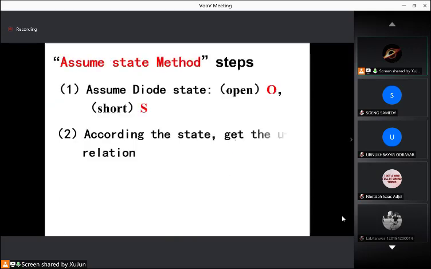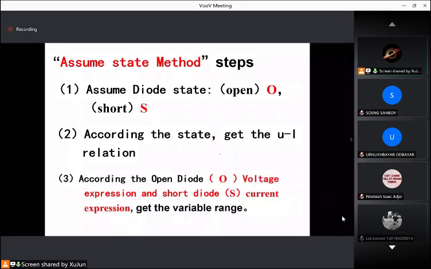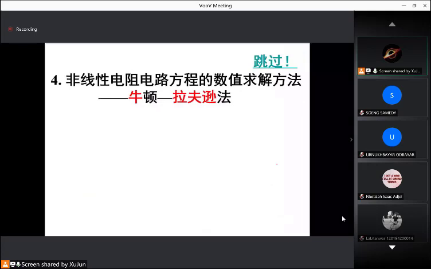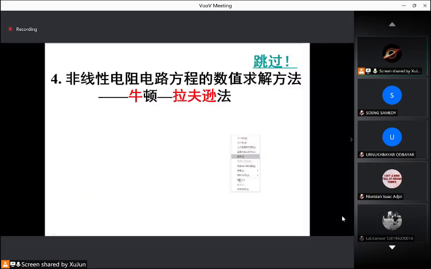The steps: assume the diode state, open or short. Then according to the state, get the UI relation, and according to the open diode voltage expression and short diode current expression. If short, the current I should be larger than 0. If open, the voltage should be less than 0. We don't care about this.